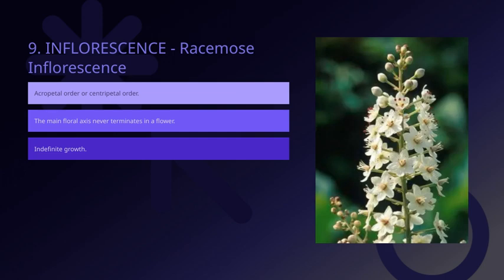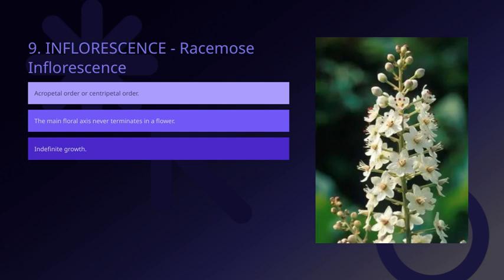Now, when we look at the arrangement of flowers along this axis, we often see what's called acropetal order, where new flowers form at the apex or tip, and older ones are found lower down. Alternatively, in some cases, we observe centripetal order, where flowers develop from the outer parts inward. These patterns are important because they give us clues about how the inflorescence develops and its overall structure.